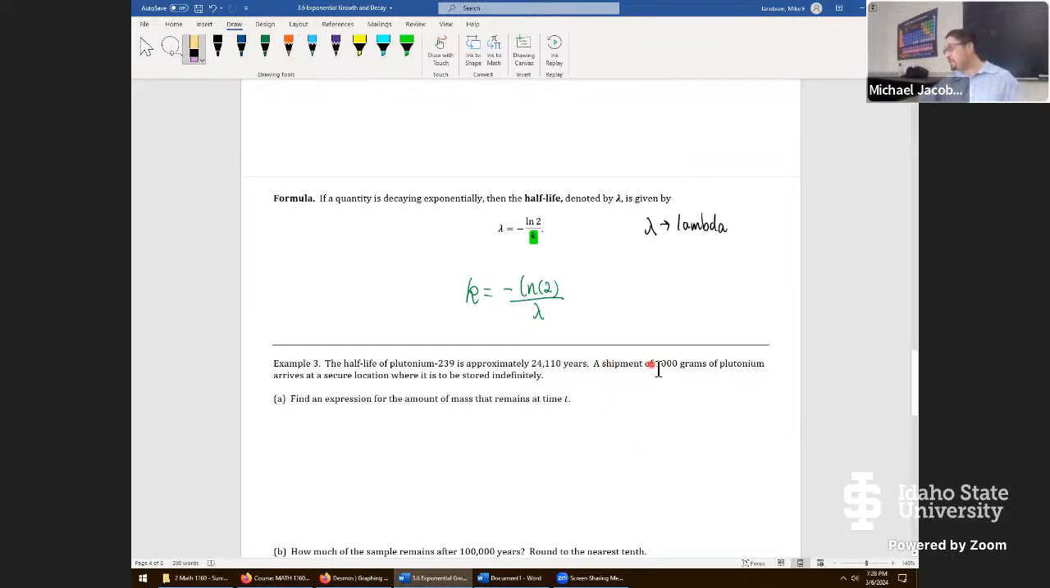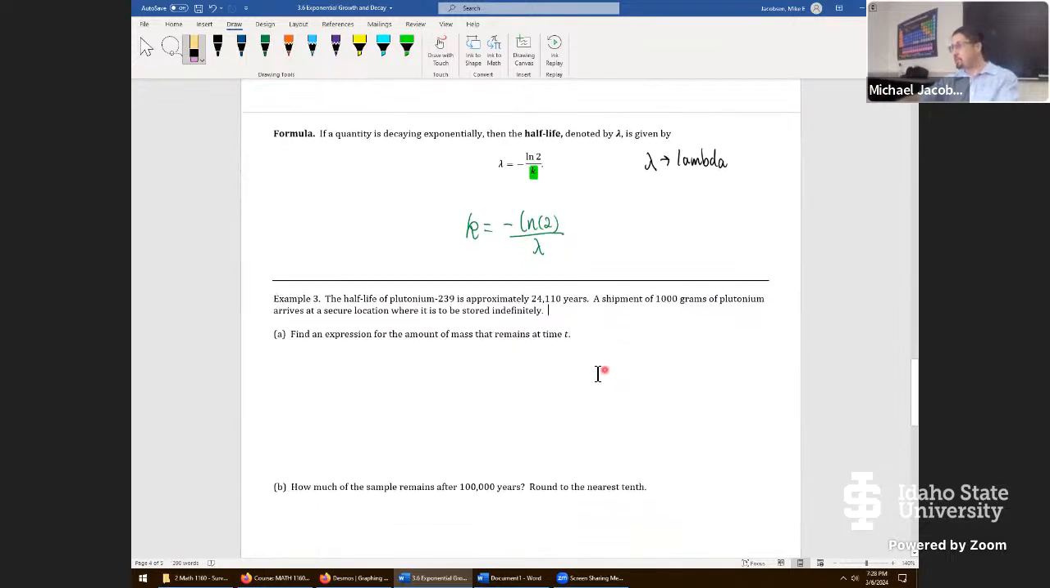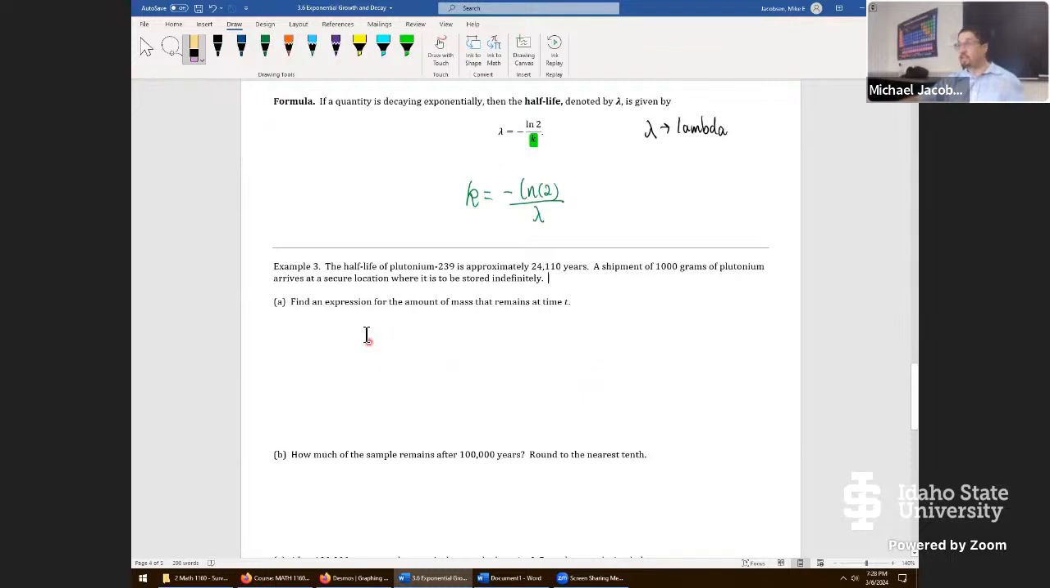We're told a shipment of 1,000 grams of plutonium. I don't know how much this is. That could be like a disaster level of plutonium. Who knows? But we have 1,000 grams of plutonium, that kind. It arrives at a secure location where it's going to be just stored indefinitely. Probably the right thing to do. So we want an expression for the amount of mass that remains at time t.